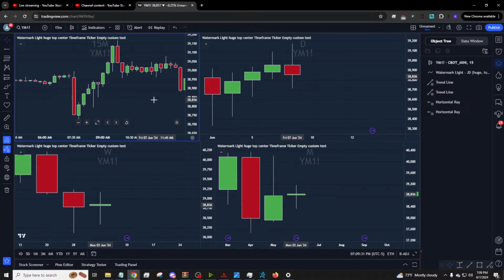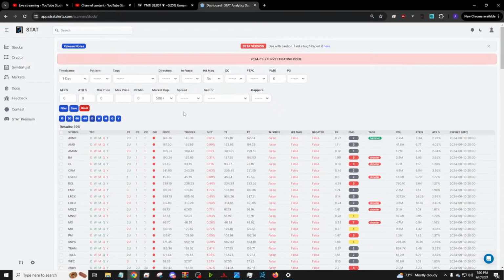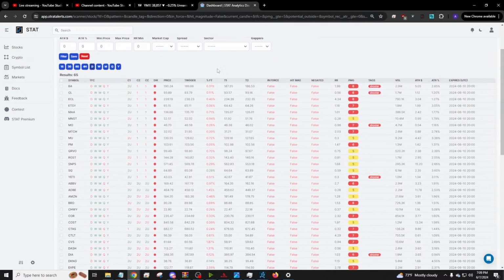So if we go to stratalerts.com, once we get to the scanning section, we're going to have everyone using this, and hopefully it's working out well once we get there. But you can scan here, and you can actually scan for how many PMGs you want. So you can scan for 5 here on the daily. All of these will have a PMG of 5 or higher.